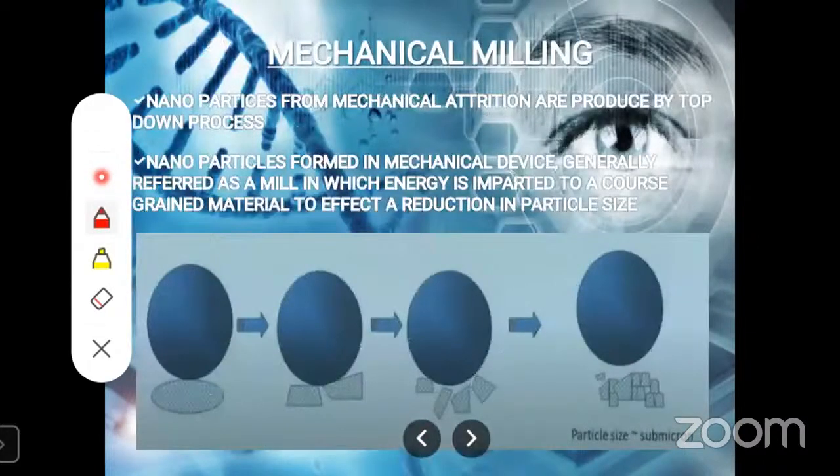Mechanical milling is a top-down process, which means we are making nanoparticles and nanomaterials from bulk, and these particles are formed by a mechanical device. Generally, we refer to it as milling. So here we are going to use metallic balls so that we can break bulk materials into nano size particles. Okay, so let us see the principle of milling.